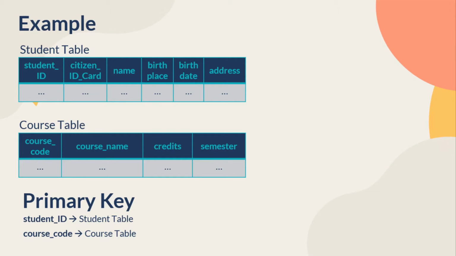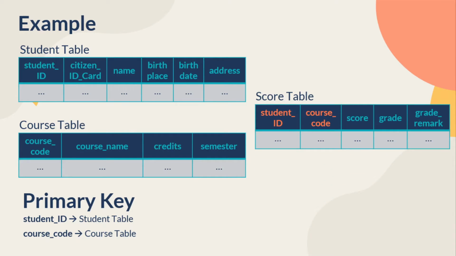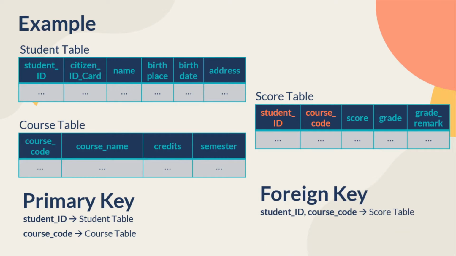For example, student and course entities have a relationship with a score entity that contains information related to student score in a particular course. To connect these three entities, we can use student ID and course code in the score entity as the foreign keys. So the student ID is the primary key in the student table, but this student ID is a foreign key in the score table.